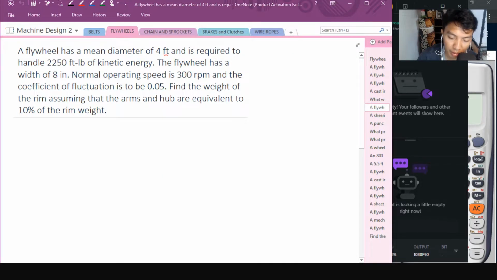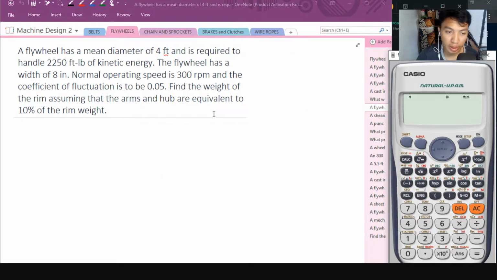So let's have another sample for flywheels. So this is part 2. More problems pa. So problem 1 for part 2. A flywheel, sabi dito, basahin ko yung problem.